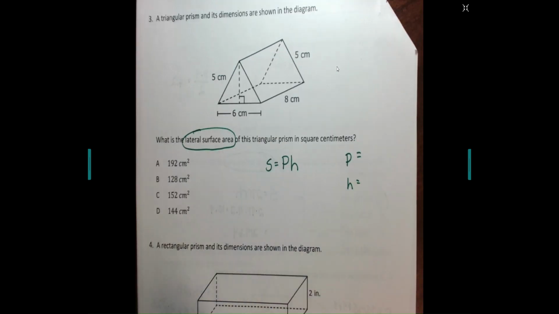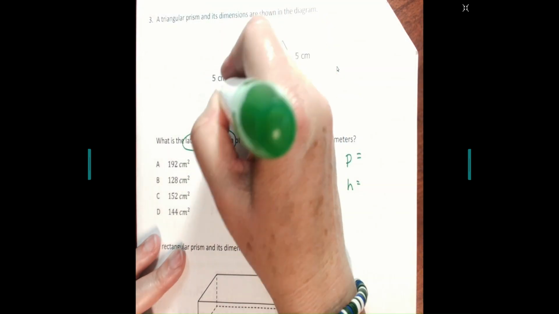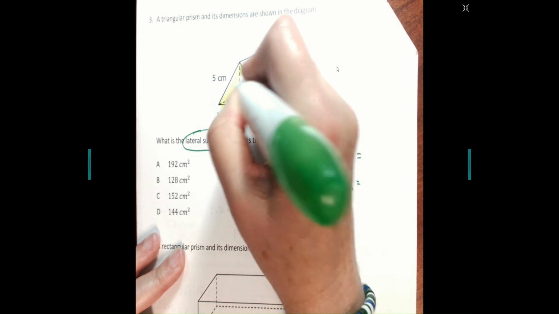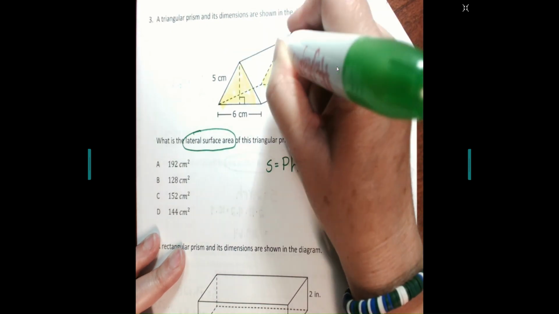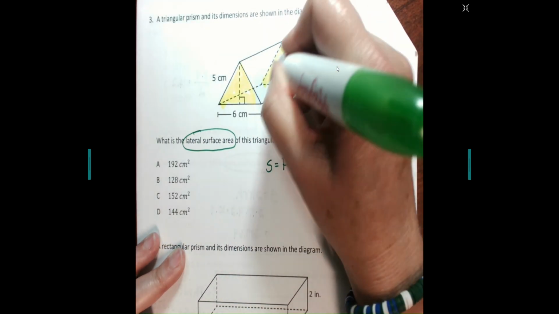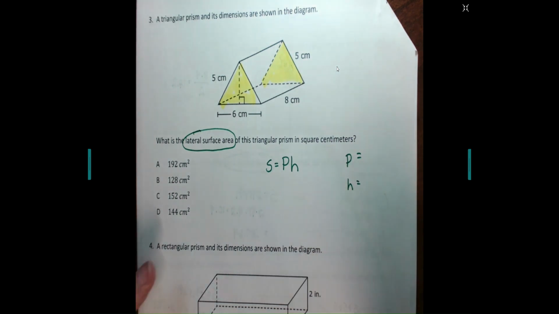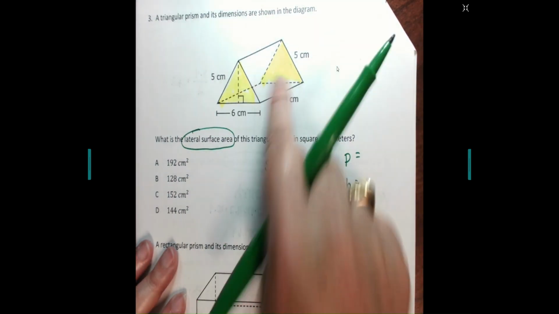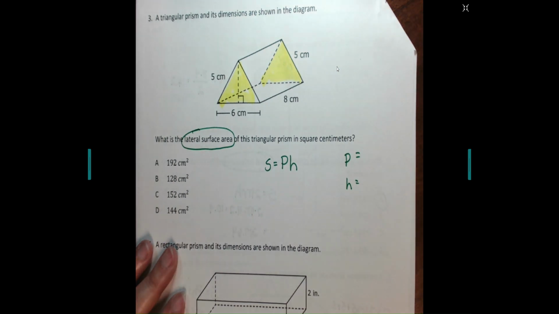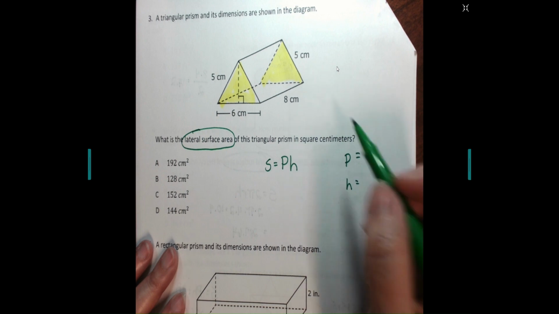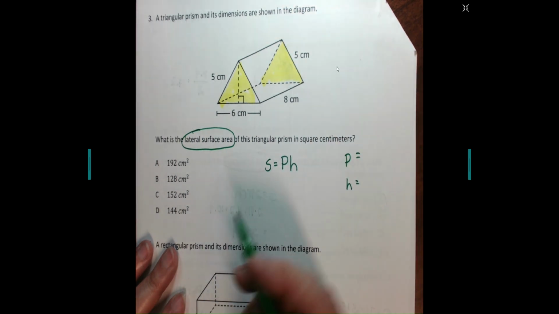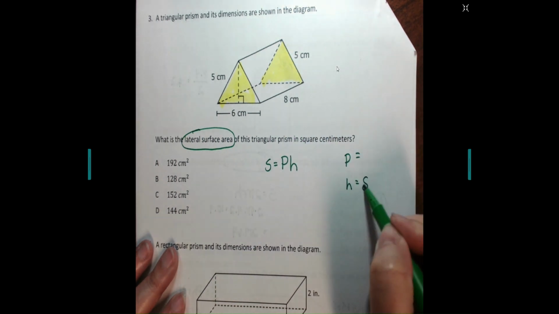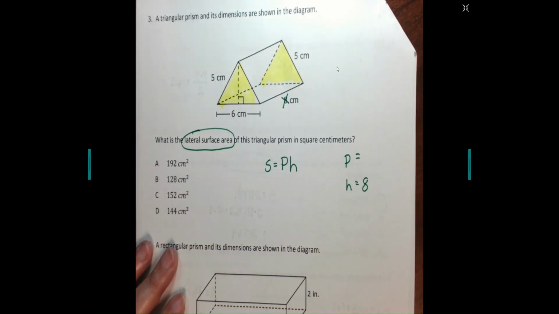What shape is the base here? It's a triangle. If I see triangles, I know the triangles are the bases. Remember, I like to find my height first. The height is that number that has nothing to do with the yellow triangles. What number has nothing to do with the yellow triangles? 5 is the edge of the triangle. The 8 has nothing to do with the yellow triangles.